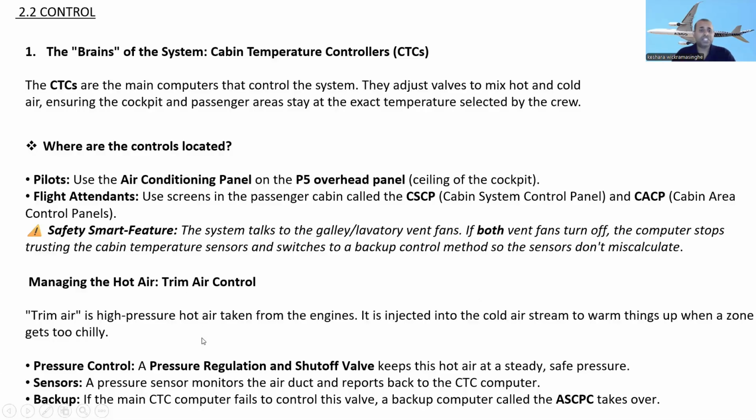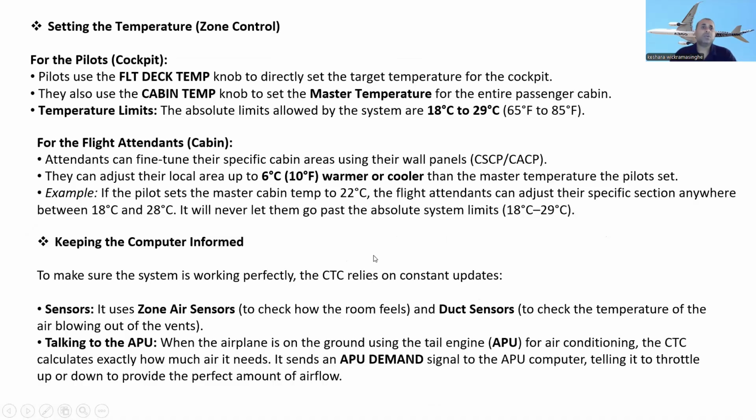Right. So pressure control: a pressure regulation and shut off valve keeps this hot air at a steady, safe pressure. And the sensors: a pressure sensor monitors the air ducts and reports back to the cabin temperature controller computer. And the backup: if the main cabin temperature controller computer fails to control this valve, a backup computer called SCPC takes over. I don't remember the name of this one. Okay, now let's go to the settings, the temperature zone control.